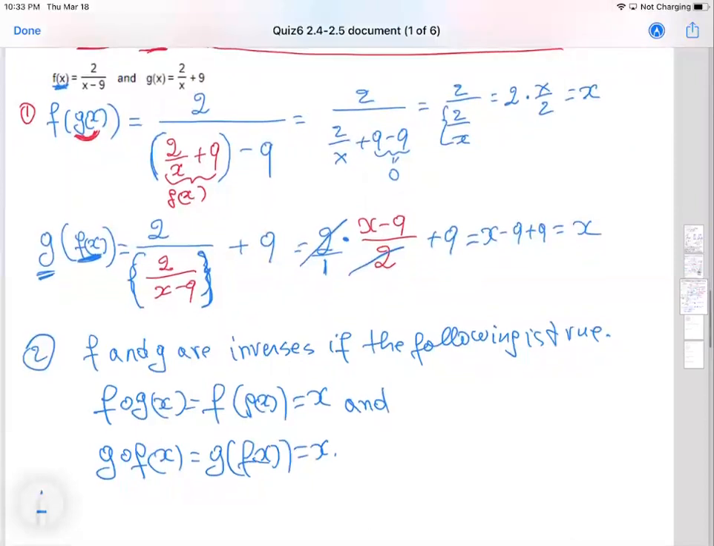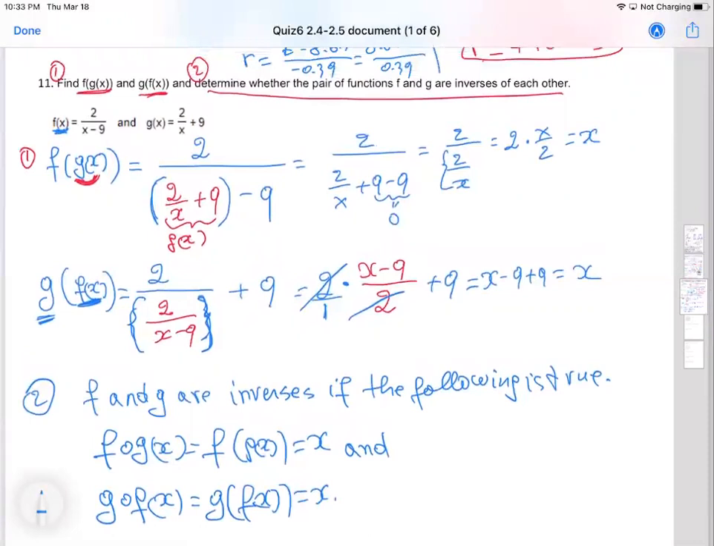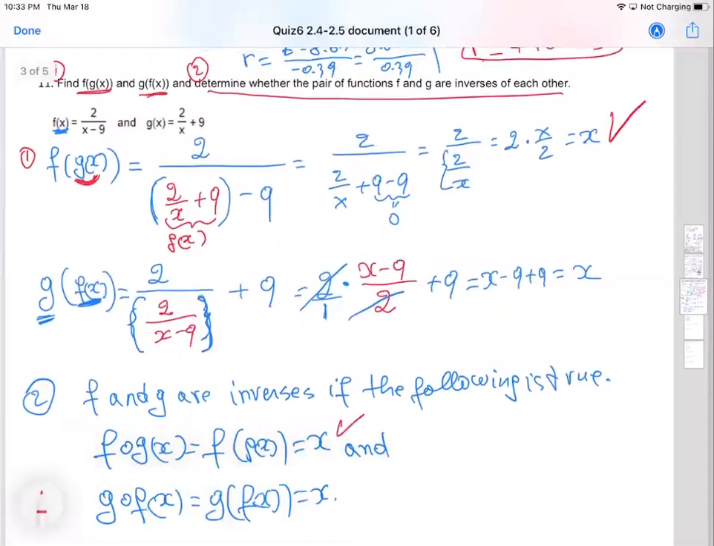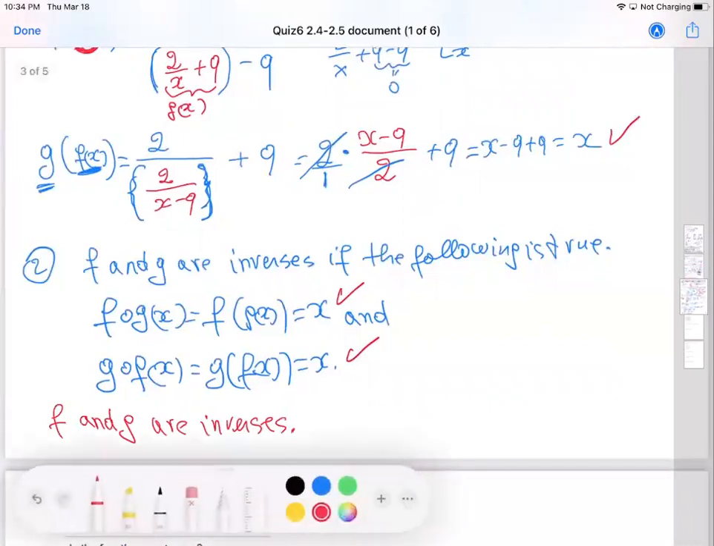Now that we know that, what did we find in part 1? F of g of x is x, so that checks out. And g of f of x is x, that checks out as well. So the decision is f and g are inverses of each other.